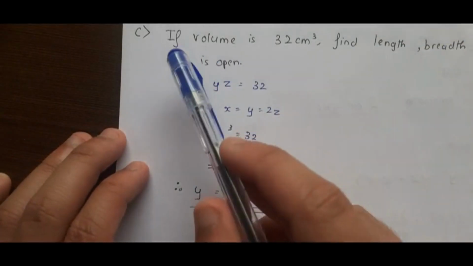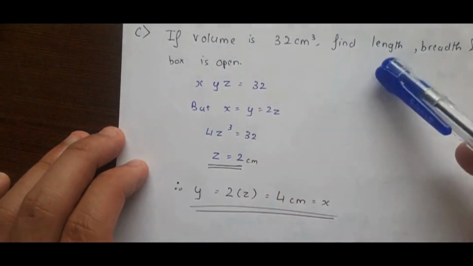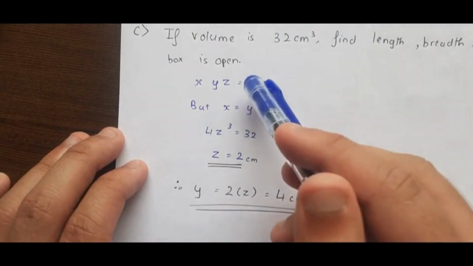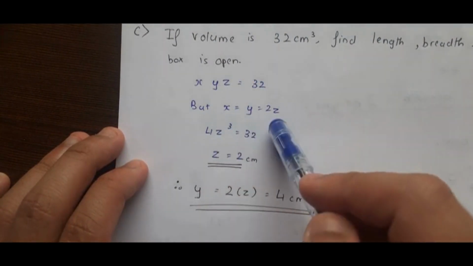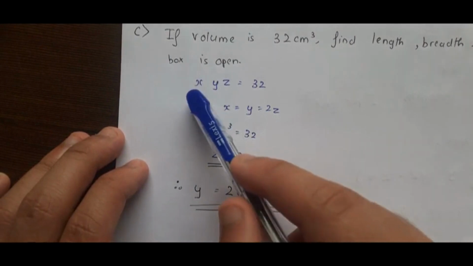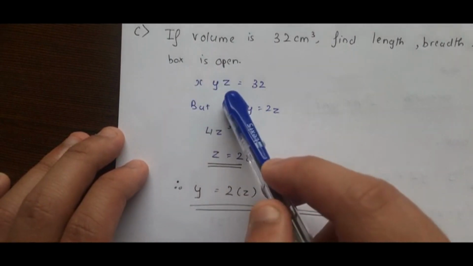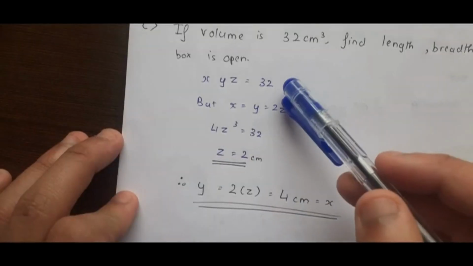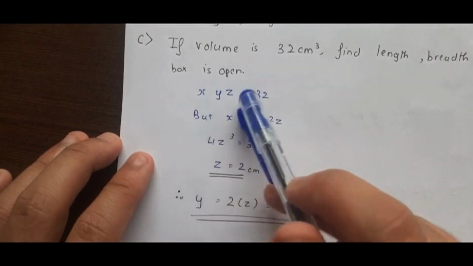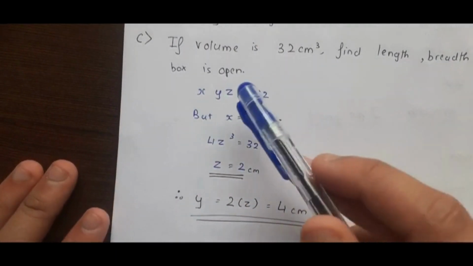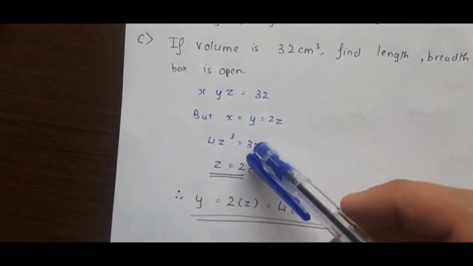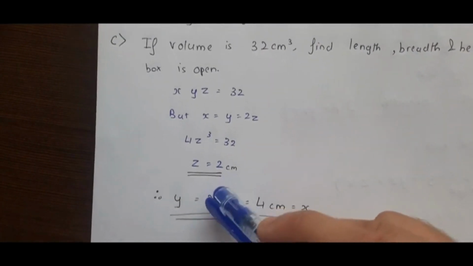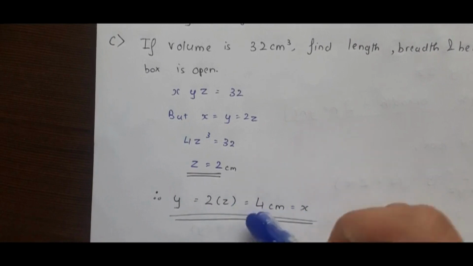So now whatever they give us, the volume is 32 centimeter cube. Find the length, breadth and height when the box is open. So since the volume is given and we have a relation between length, breadth and height over here, x equals y equals 2z, then just substitute everything here. Sorry, I made a mistake. We take xyz equals 32, but x equals y equals 2z. So then we take 2z into 2z into z. 4z cube is 32. Like this, we get the value of z equals 2 centimeters. And then we can continue saying y equals 2z, which is x as well. So that we get as 4 centimeters.